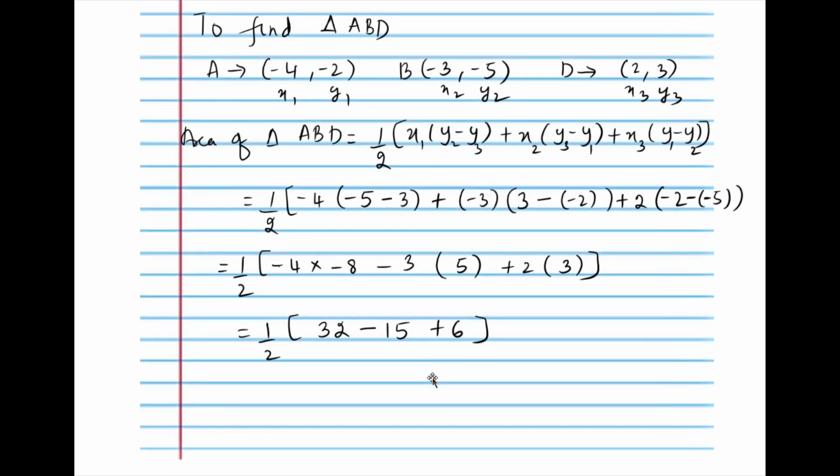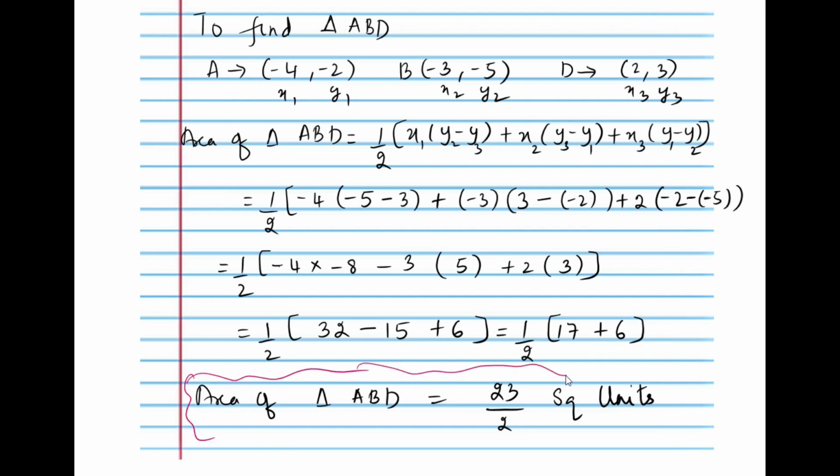Now the next step, what we get? Half into 32 minus 15 is 17, plus 6. What we get? Area of triangle ABD equals 17 plus 6 is 23 divided by 2 square units. Therefore area of triangle ABD is what? 23 by 2 square units.